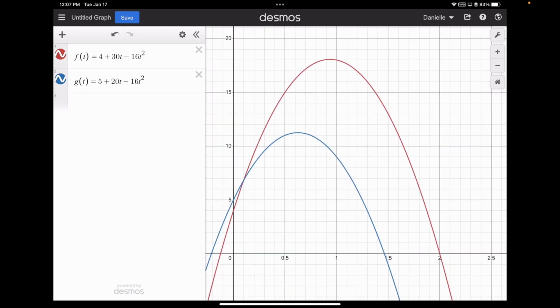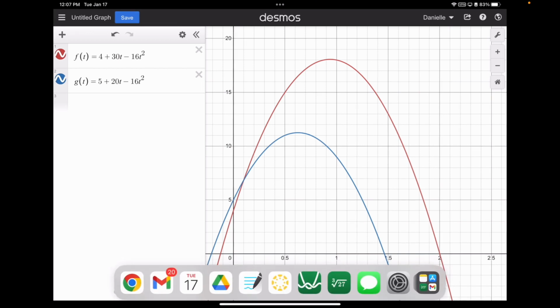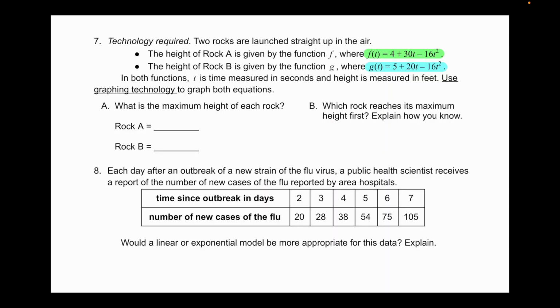So one of the first things it asked us about this, I believe, was what was the maximum height of the rock? So let's go back. Yes, what is the maximum height of each rock? And then which reaches its maximum height first? So we want to know not which one goes higher, but which one reaches that height first.